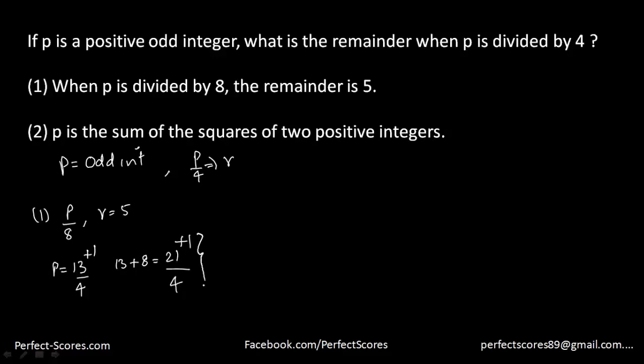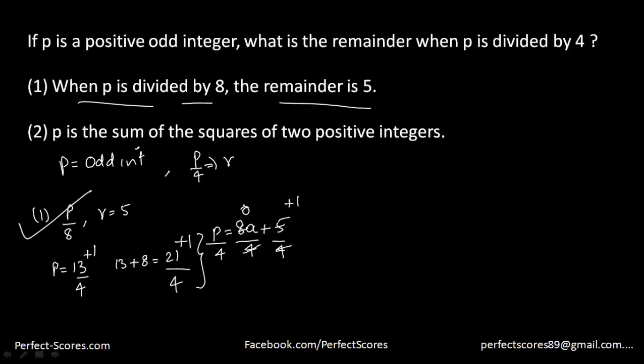So basically, if I use algebra here, it says that when p is divided by 8, the remainder is 5. That means p is equal to 8 times some integer plus 5. And if I divide p by 4, this part gets divided by 4 and gives a 0 remainder, and from here I will always get a 1 remainder, which means statement 1 is sufficient. Hence it is either answer option A or answer option D.